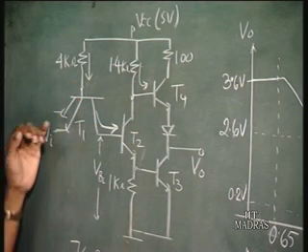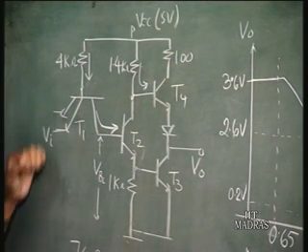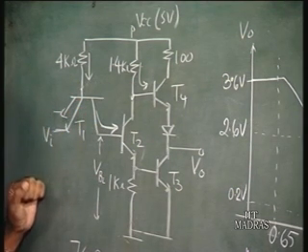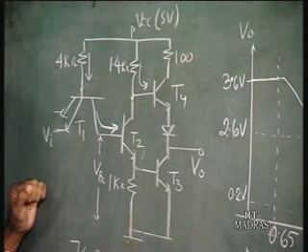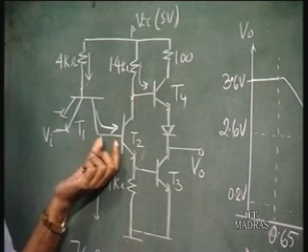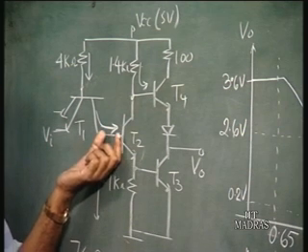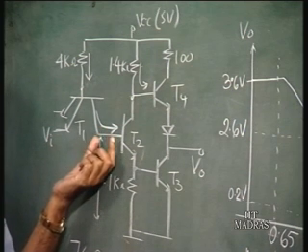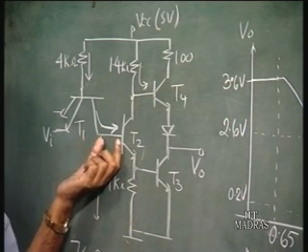And then what happens if you go on reducing the input voltage even further is that slowly even that 56 microampere is going to reduce, and finally that current goes to 0.